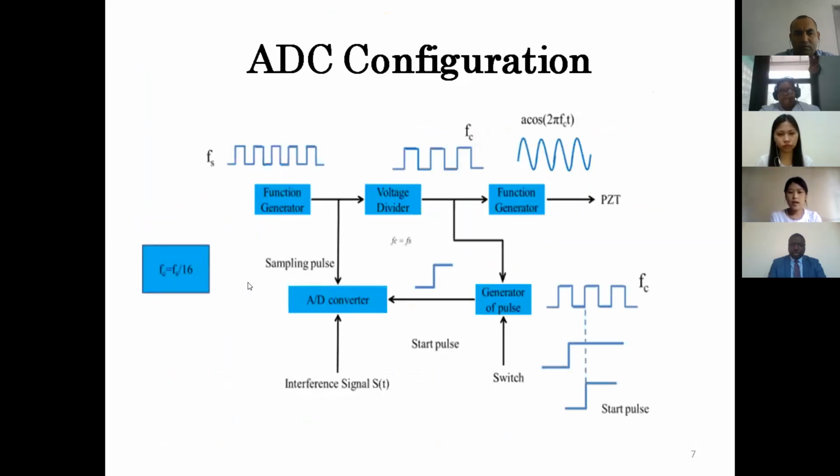Again, this is the analog to digital circuit configuration. The analog to digital circuit configuration contains a function generator. The sampling frequency with the square wave is applied to the AD converter, and also the carrier frequency with the voltage divider is connected to the AD converter from the control of the switch. And the PZT is driven by the function generator with a sinusoidal waveform. So the PZT displacement is controlled by the function generator.